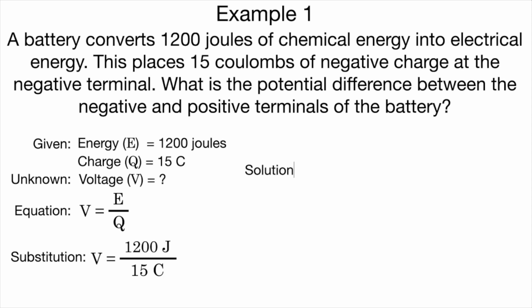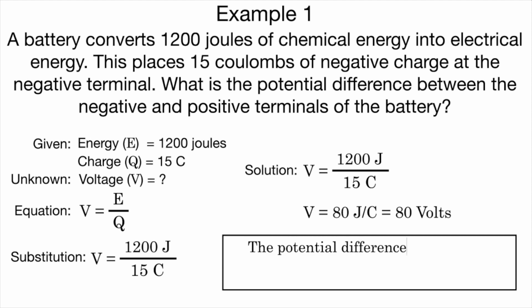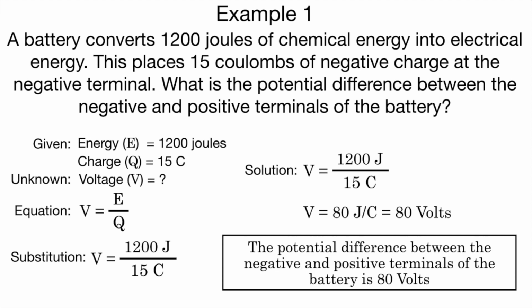So our solution. V equals 1200 joules per 15 coulombs. So this gets us the potential difference is 80 joules per coulomb, or 80 volts. So we can write this as the potential difference between the negative and positive terminals of the battery is 80 volts.